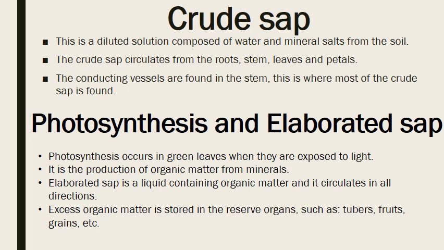And then we learnt about photosynthesis and elaborated sap. Photosynthesis occurs in green leaves when they are exposed to light. It is the production of organic matter from minerals. And elaborated sap is a liquid containing this organic matter that circulates in all directions. The excess organic matter is stored in the reserve organs such as the tubers, the fruits, and grains.